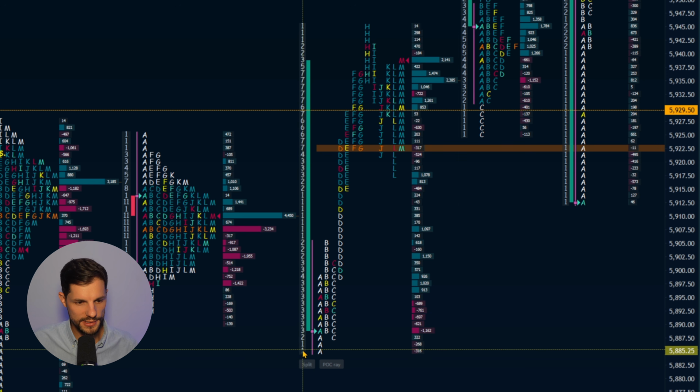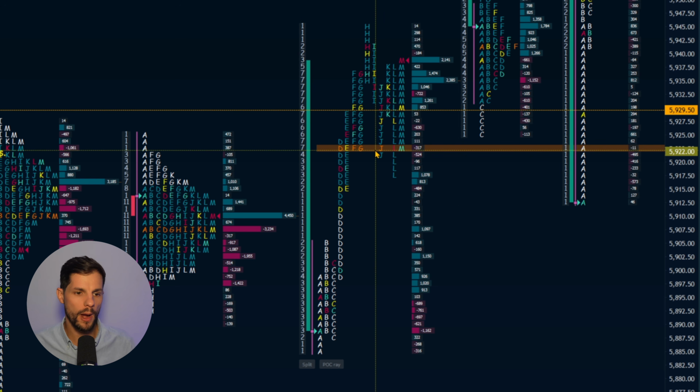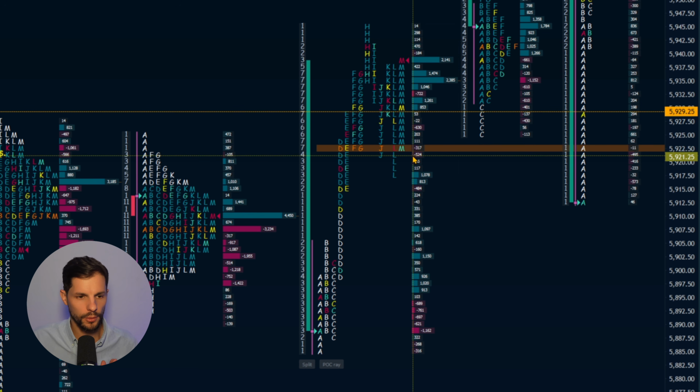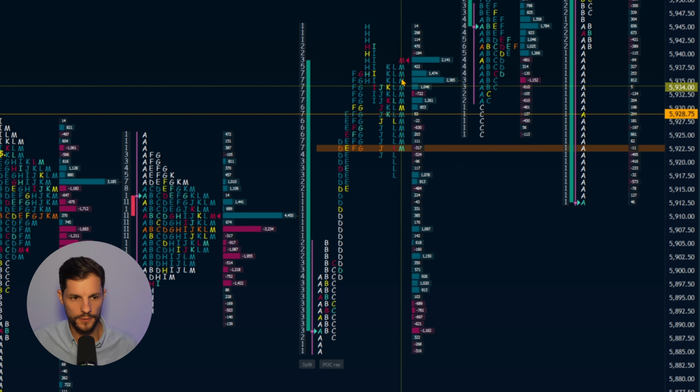So you've got one single, then it goes to 2, 3, you've got 4 prints there. You've got 4, 5, 6, 7, but in the middle there you have 7. So that is kind of like where the fairest value is. Okay, there's quite a few 7 prints here, so you could class the point of control as being within a few ticks up here as well.